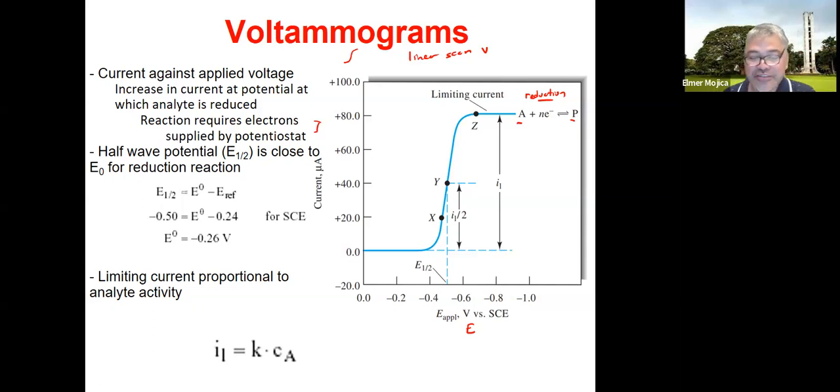Now, if you look at the half-wave potential here, as you can see, it's close to the zero potential or zero current, as you start here. So this is in between. The E1/2, the half-wave potential, is the reduction potential minus the reference potential. And since this is one half, which is just 0.50, we could just say it's the reduction potential minus 0.24. And if you rearrange it, this is the potential that you get.